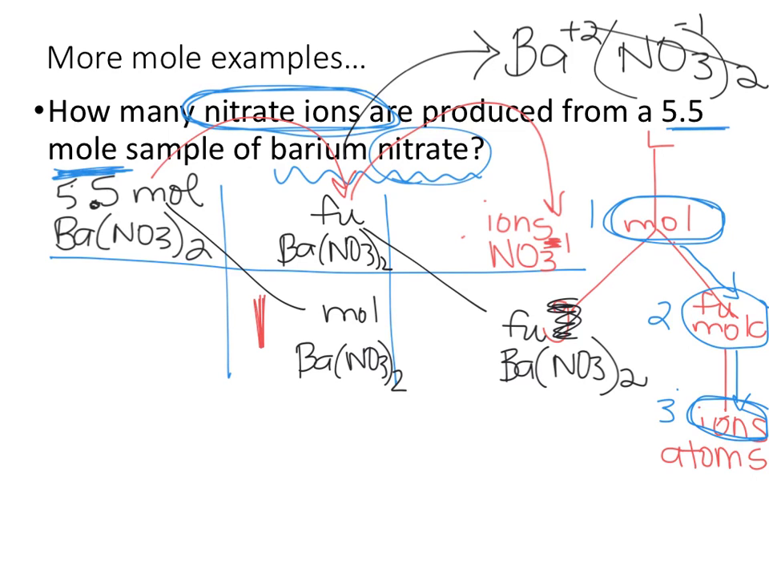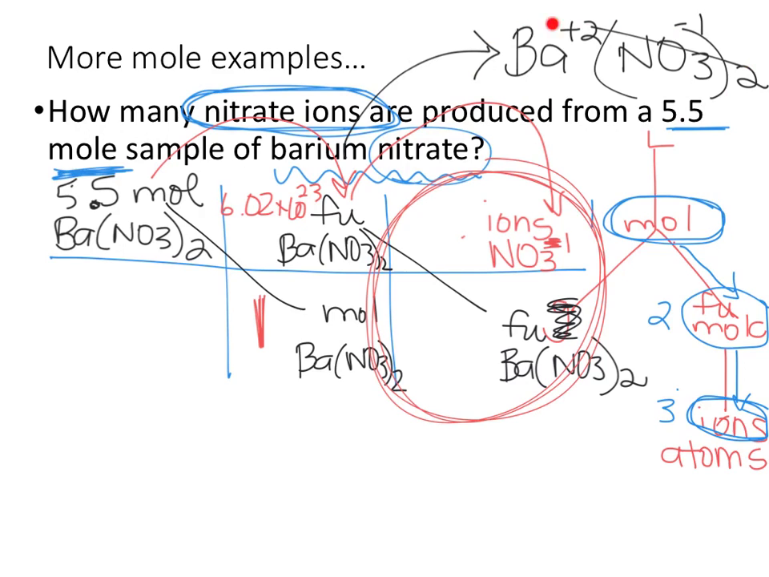You should know at this point that 1 mole of a substance is equal to 6.02 times 10 to the 23rd formula units. Now we get to our new step right here. And so we've got to come up with a relationship that is true for our compound up here, barium nitrate.